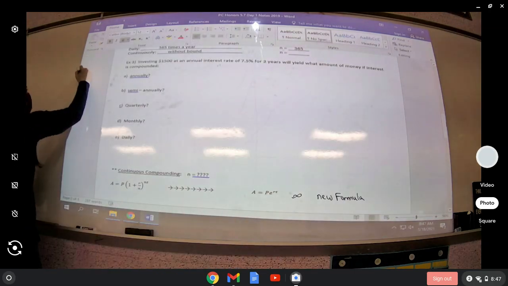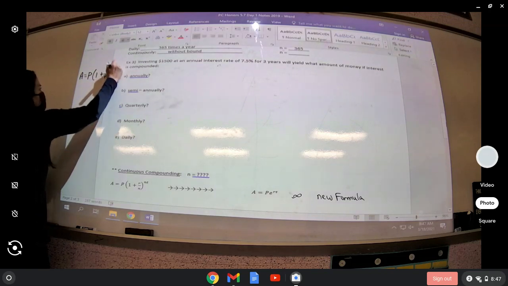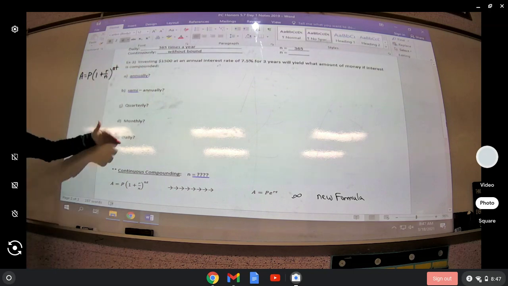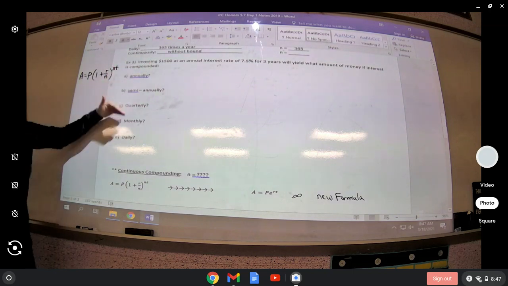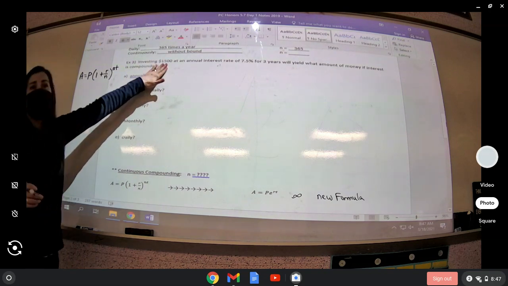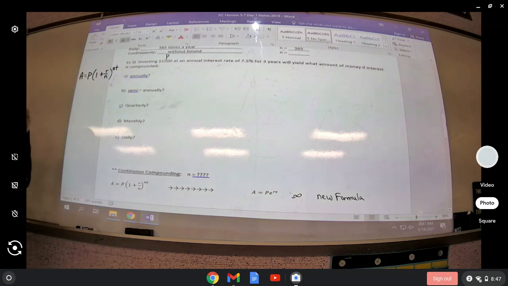Okay, let me write the formula. All right, so we're going to use all of this information to do all of these examples. All we're going to change is the compounding period each time. All right, so let's say you're investing $1,500. So guys, that's your principal. That's your present value. That's your start money.